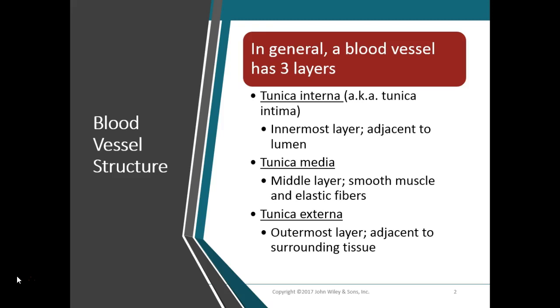The middle layer is called the tunica media. Media is middle. So it's a muscular and connective tissue layer that has the greatest variation when we're looking at different types of blood vessels. In most vessels, though, it's a pretty thick layer comprised mostly of smooth muscle cells, but also with substantial amounts of elastic fibers.